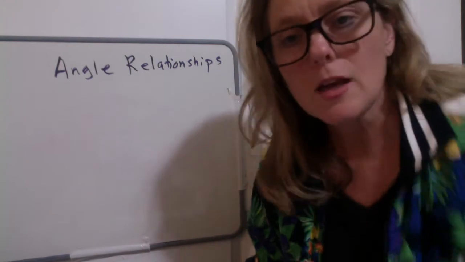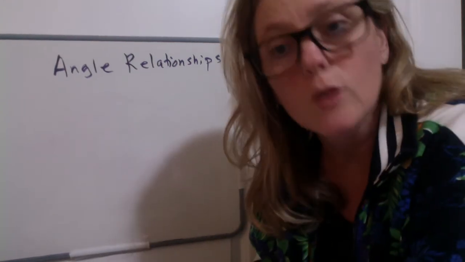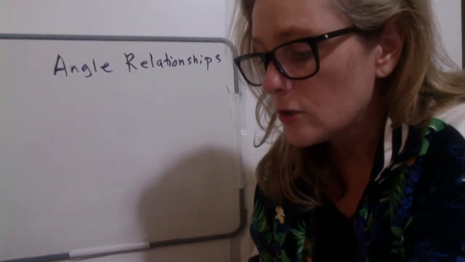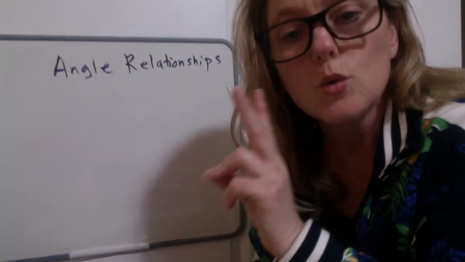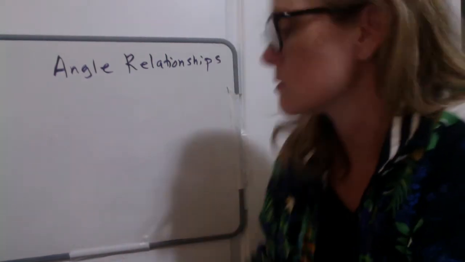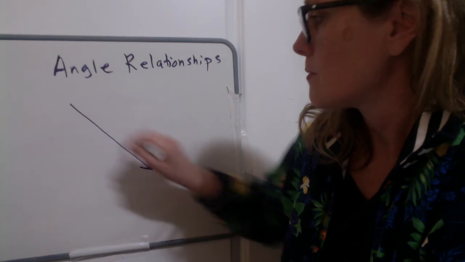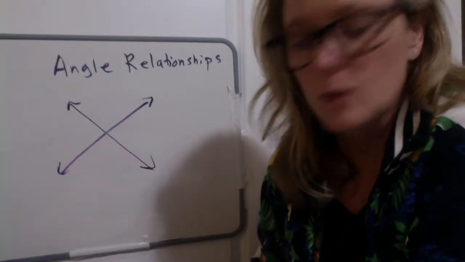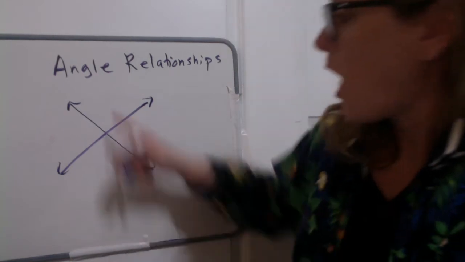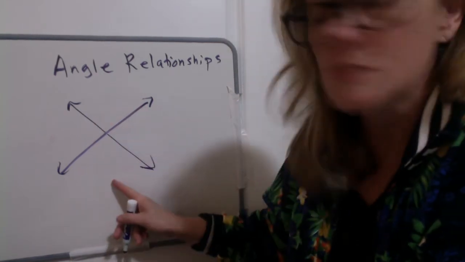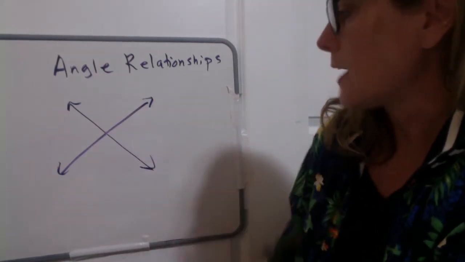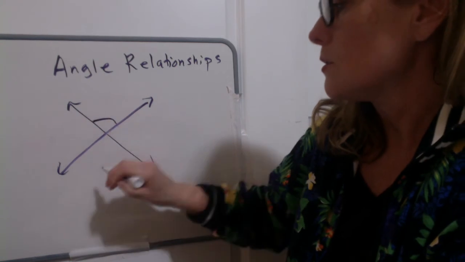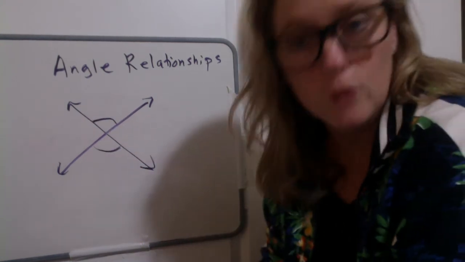Okay, second topic, and I know you've seen this before, vertical angles. So for vertical angles, we have to first of all have 2 lines or segments that are intersecting. So I'm just going to go ahead and draw that line, and I'm going to draw this line. Okay, so vertical angles are opposite each other. So when I'm looking at these 2 lines, this angle and this angle would be vertical.